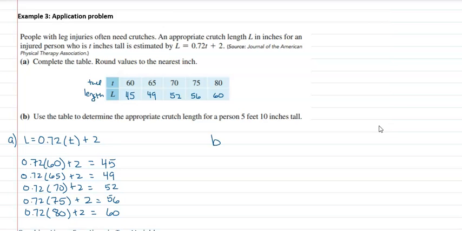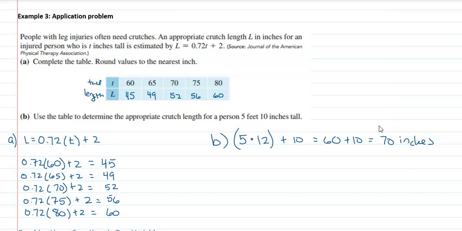All right, for B, it says, use a table to determine the appropriate crutch length for a person 5 feet 10 inches tall. So what is 5 feet 10 inches tall? Well, remember, a foot is 12 inches. So you've got 5 times 12 inches plus the other 10 inches. So we've got 60 plus 10, which is 70 inches tall.